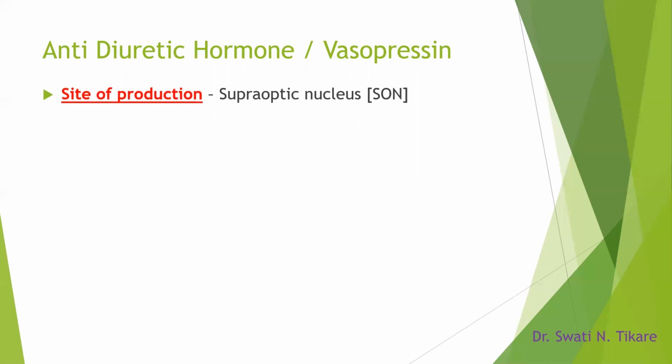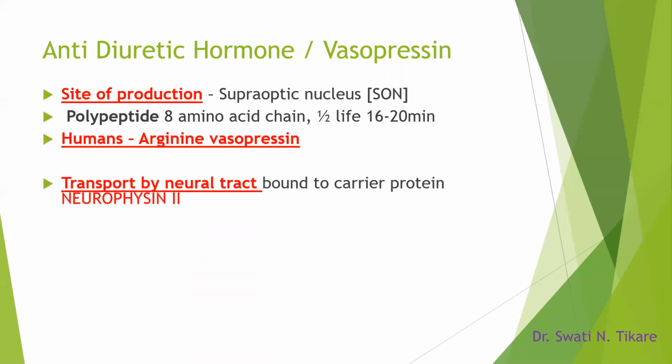So we have learned that the site of production of the antidiuretic hormone is the supraoptic nucleus. It is a polypeptide hormone made up of about 8 amino acids. Its half-life is 16 to 20 minutes. ADH in humans is called arginine vasopressin.